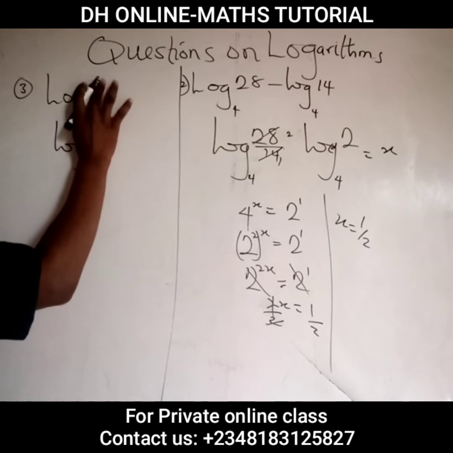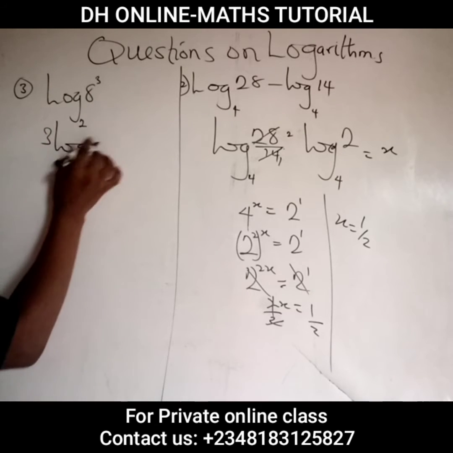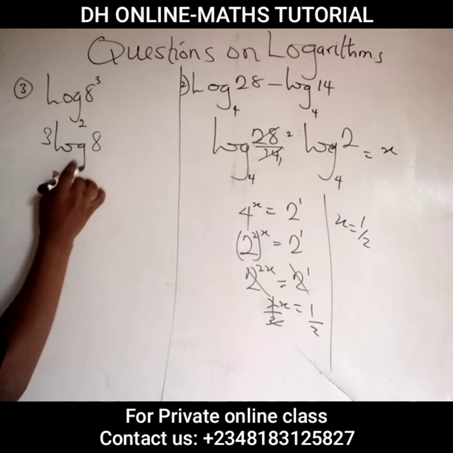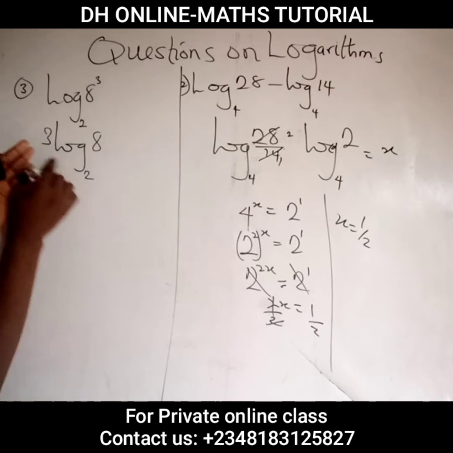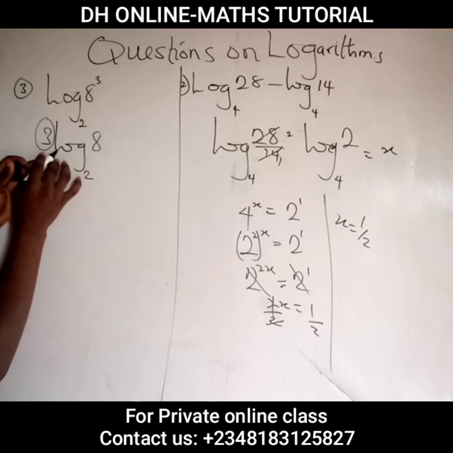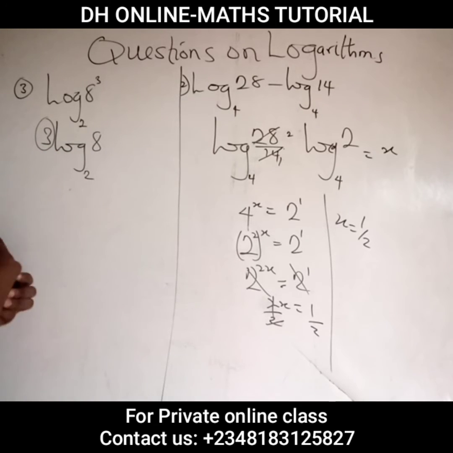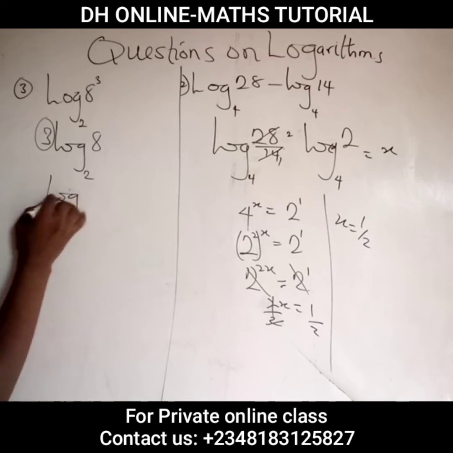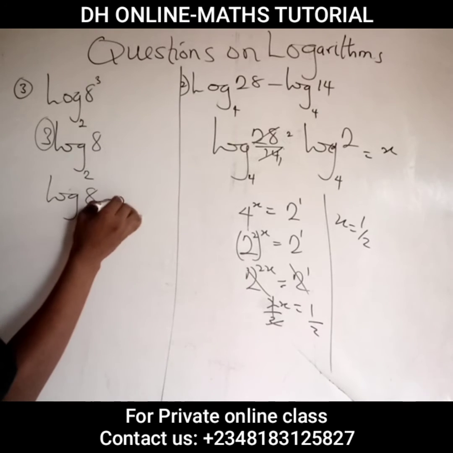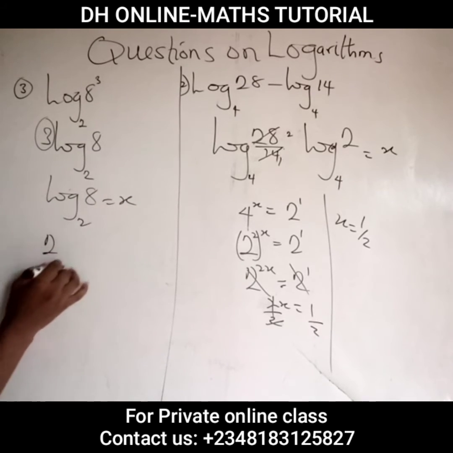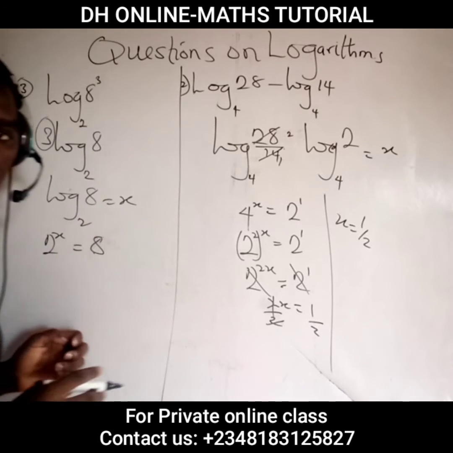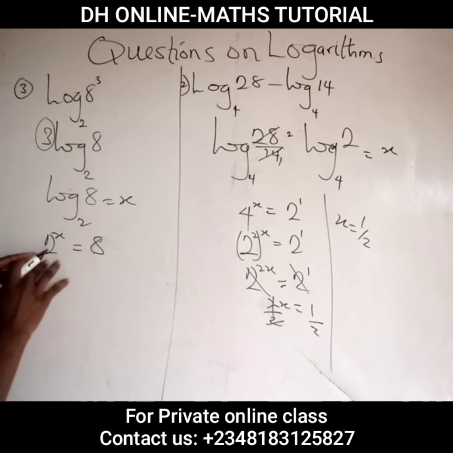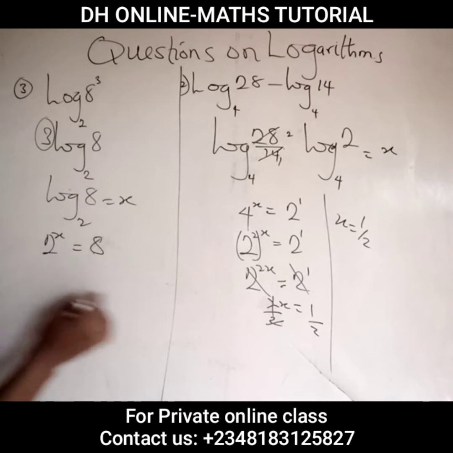We have log, so this 3 here comes to the front of this log, and we have 3 log 8 to the base of 2. The next thing we do is bring down this 3 just as we did. Let's sort out this log 8 to the base of 2 first. So we have log 8 to the base of 2 equal to x. So we have 2 to the base of x equal to 8. And we reduce this 8 to the base of 2 so that these two can be the same thing, just as we did here.